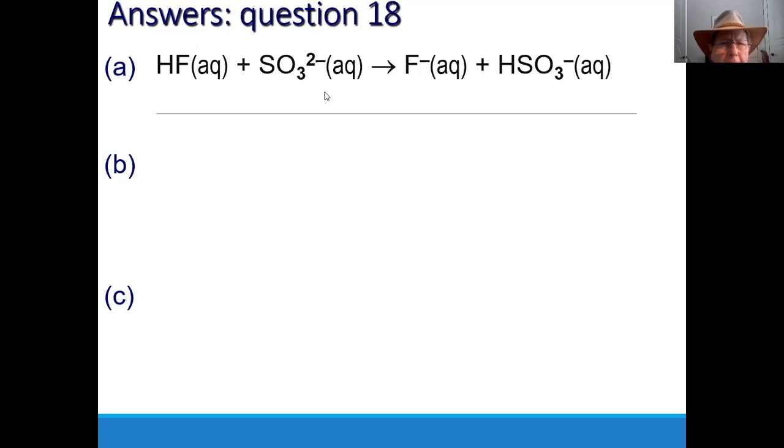Do you see something on the right that looks like SO3 with an H attached to it? HSO3 minus. So that's going to be my conjugate acid. So you have to understand my conjugate base, which is the F minus, can accept a hydrogen from the conjugate acid to regenerate the reactants. Does that make sense, guys?